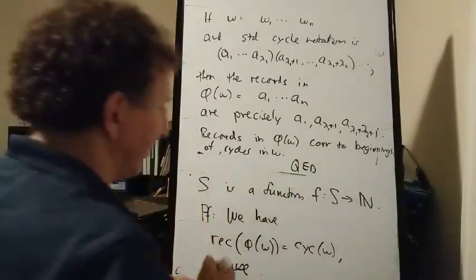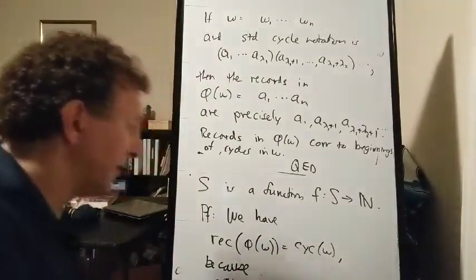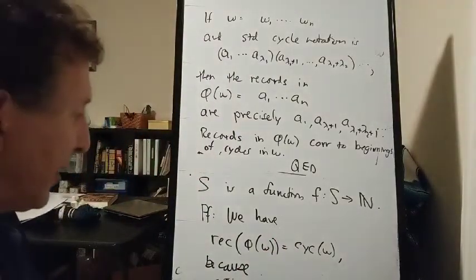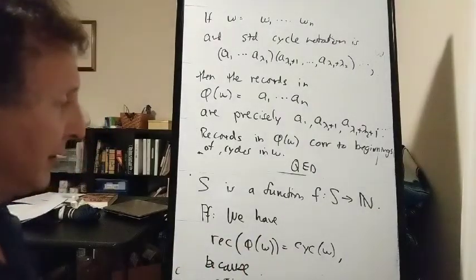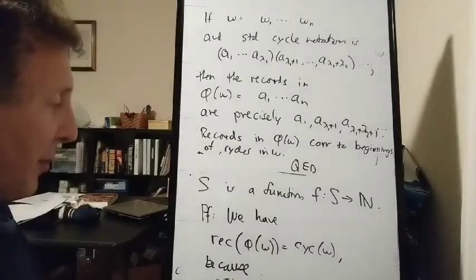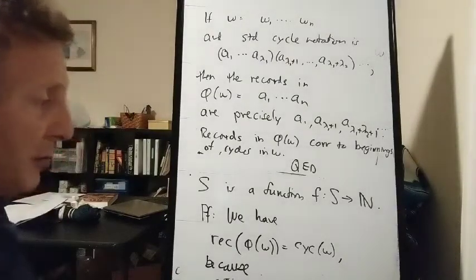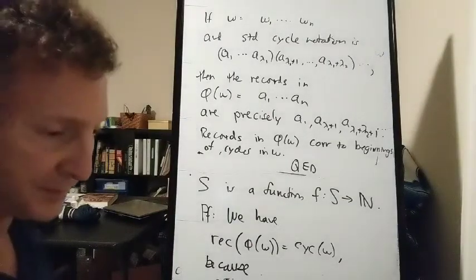So there we have it. The number of cycles in this permutation is equal to the number of records in phi of that permutation. Since phi is a bijection, this sends all the permutations with one cycle to all the permutations with one record, and all the permutations with two cycles to all the permutations with two records, etc. The end.